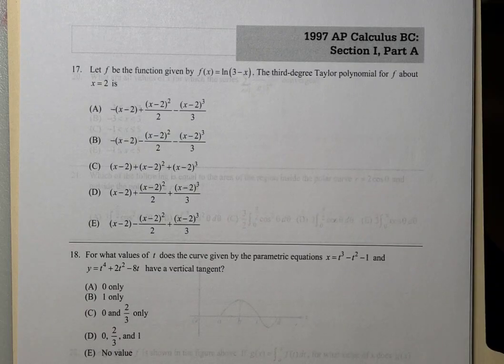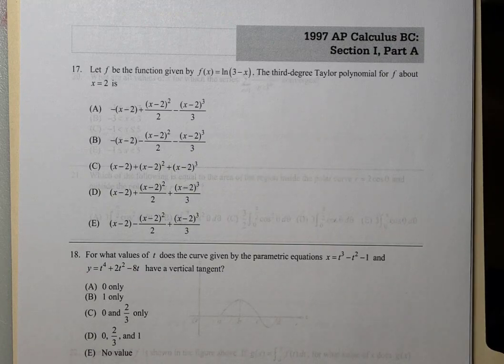Let us continue this 1997 AP Calc BC multiple choice. We left off on number 17. So 17 says, let f be the function given by f of x is ln of 3 minus x. The third degree Taylor polynomial for f about x is 2 is what?